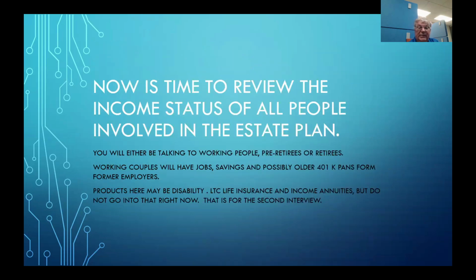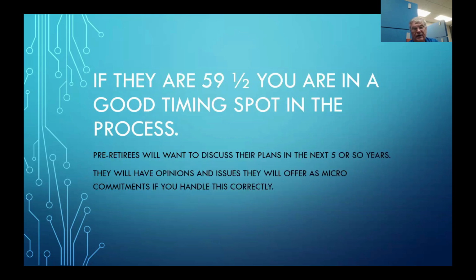So now's the time to review the income status for all people involved in the estate plan. You will either be talking to working people, pre-retirees, or retirees. Working couples will have jobs, savings, and possibly older 401k plans from former employers. Products here may be disability, long-term care, life insurance, and income annuities, but do not go into that right now. That is for the second interview. If you want to do it right, do it this way.